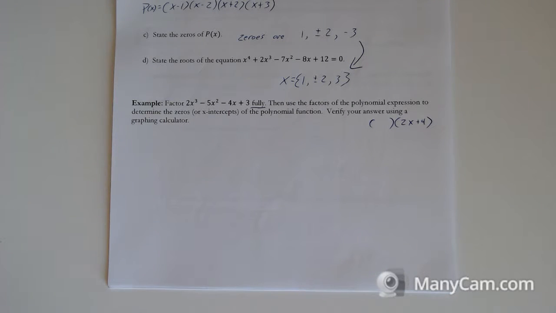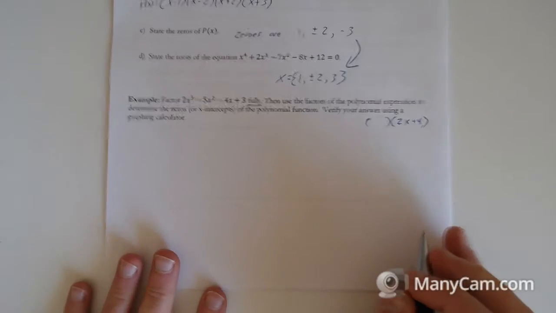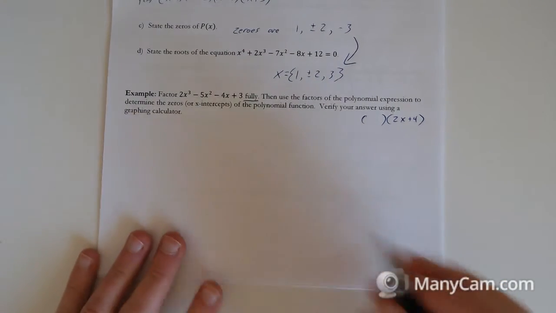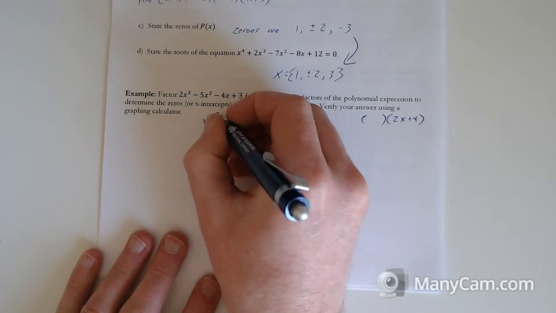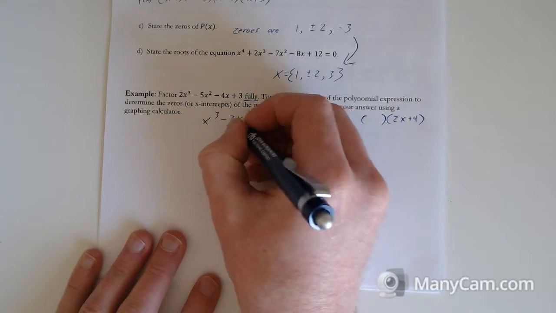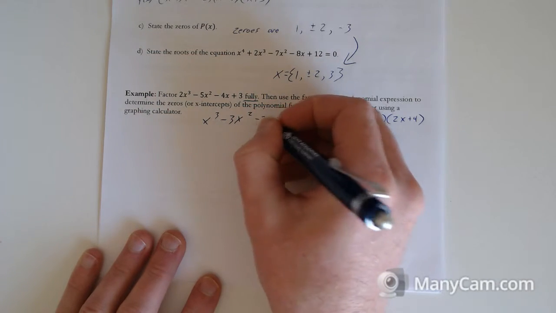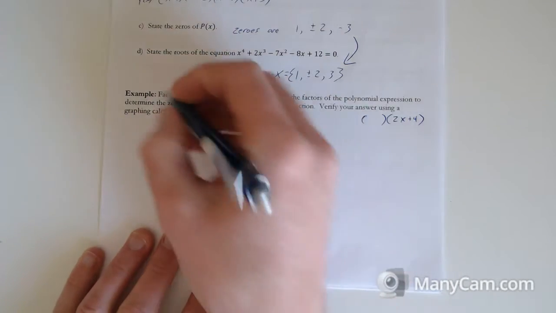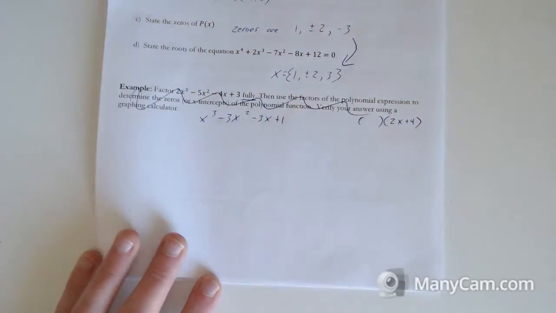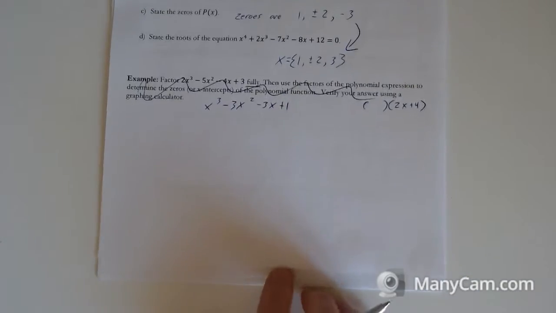Oh, I'm just looking on your sheet now. You actually don't have this question, do you? You had this last one, though. Instead, you have x cubed minus 3x squared minus 3x plus 1. Okay, we'll use your question.